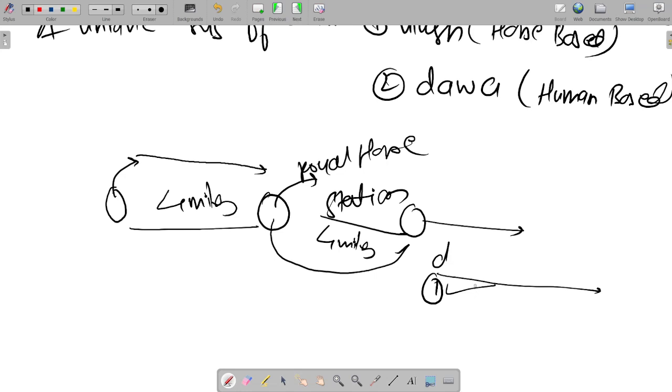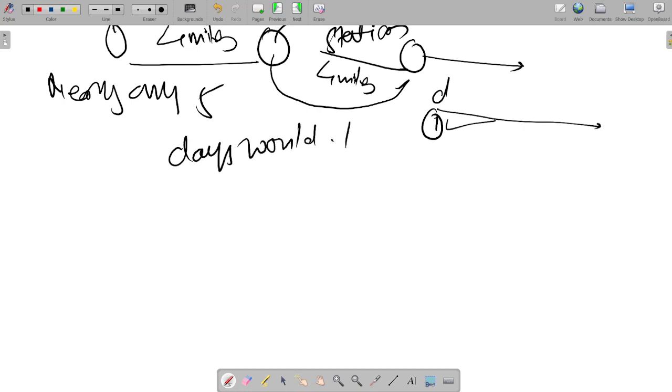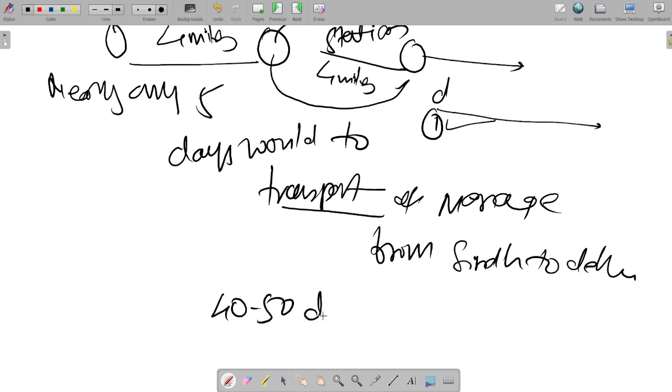Like the estimated time given by Ibn Battuta is very less. That is nearly only 5 days to transport a message from Sindh to Delhi. Whereas if a human had traveled, it would have taken 40 to 50 days. So you can see the efficiency of this system.